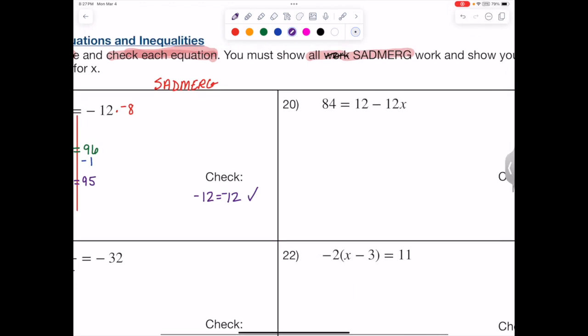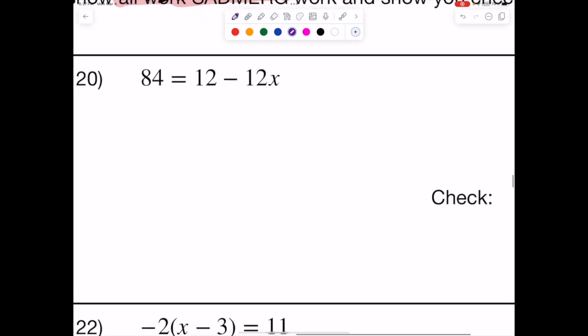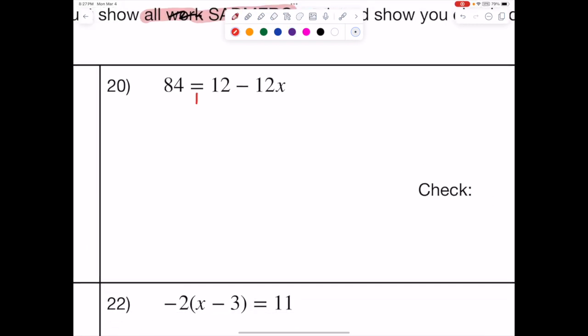All right, let's go ahead to number 20. Okay, separate your workspace.